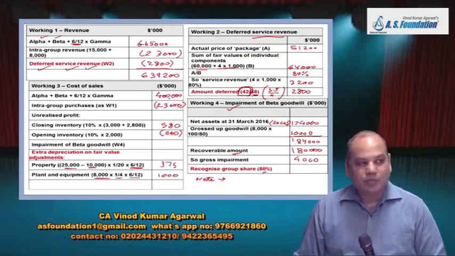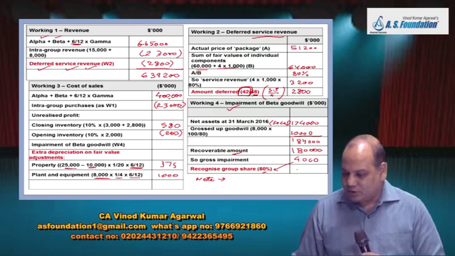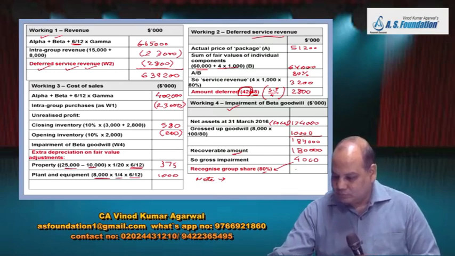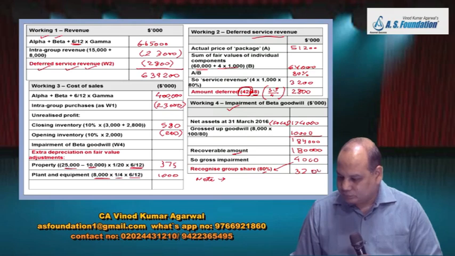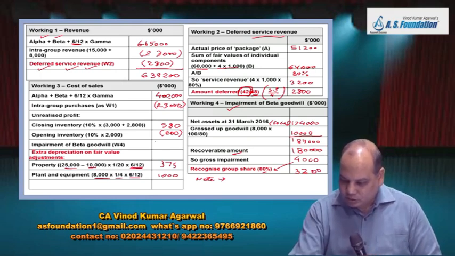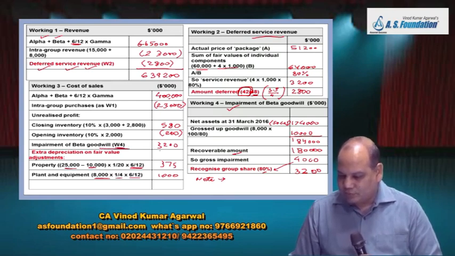This 4,000 will be allocated between parent and NCI. NCI will not get any hit because it is based on proportionate share in net asset. Parent will take a hit of 80%, that is 3,200. So what I'll do, I will write 3,200 here. Working note number 3, impairment of beta goodwill, reference working note 4.